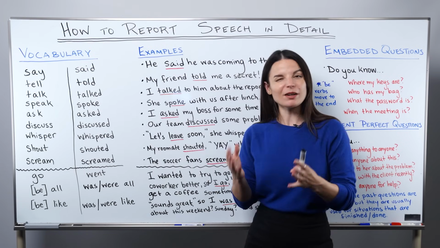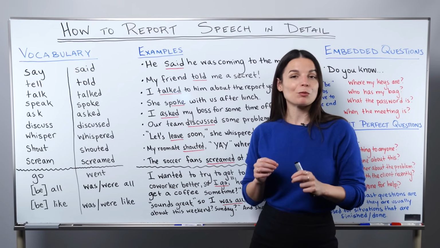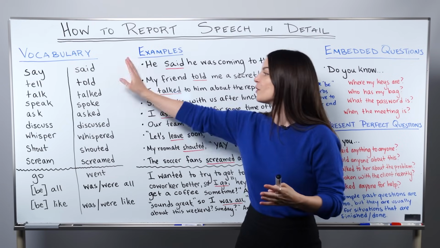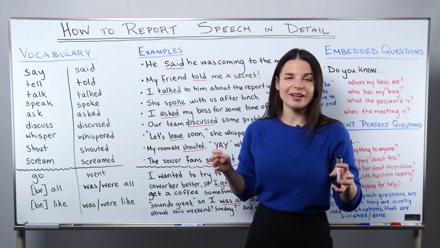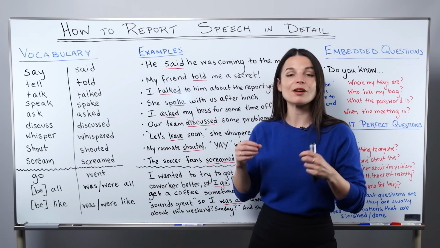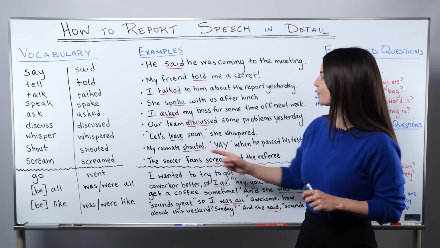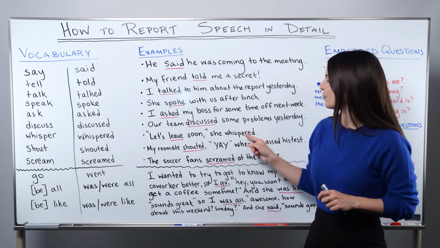So sometimes, especially when you're writing things, it can be really important to talk about how someone is speaking. So not just who they were talking with or if they had a discussion, but also how the person is speaking. So let's look at an example sentence. Let's leave soon, she whispered.